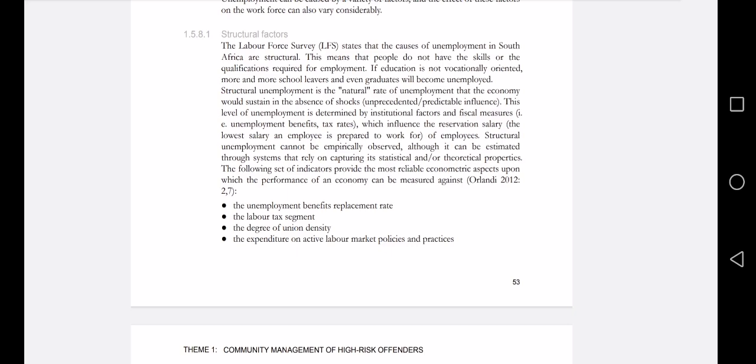Structural unemployment cannot be empirically observed, although it can be estimated through systems that rely on capturing its statistical and theoretical properties. The following set of indicators provide the most reliable econometric aspect upon which the performance of an economy can be measured against (Oraldi, 2012): the unemployment benefit replacement rate, the labor tax wedge, the degree of union density, and the expenditure on active labor market policies and practices.